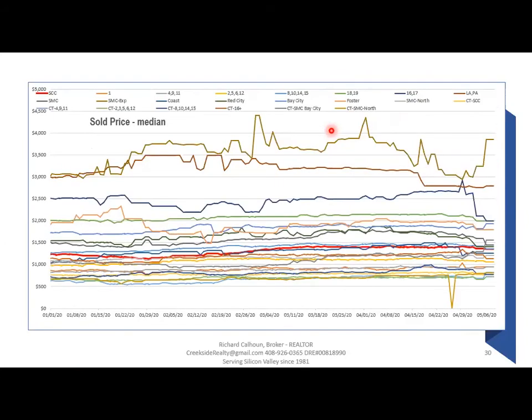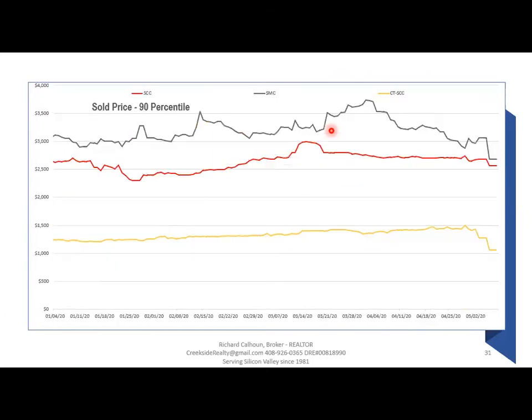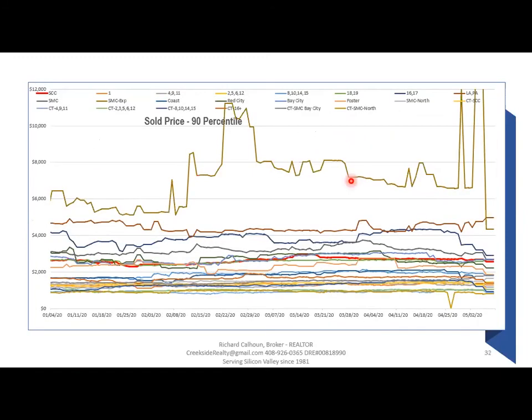Here are all the different micro market areas. I'm not going to spend time on these, as I haven't been on these, because you can come back and review them on the slide deck. And here is the 90th percentile pricing, which is what I was talking about before. This is the top 10%, and because you're at the upper end, there is even more instability in the pricing. Nothing really noteworthy in my opinion.